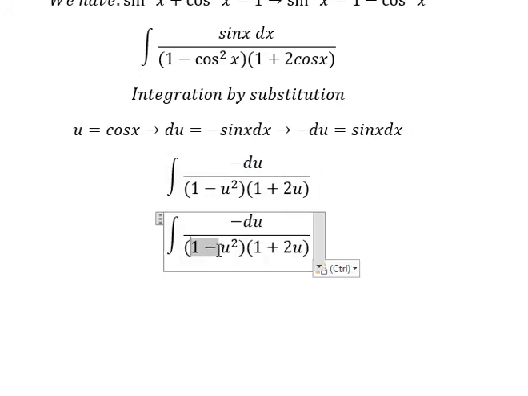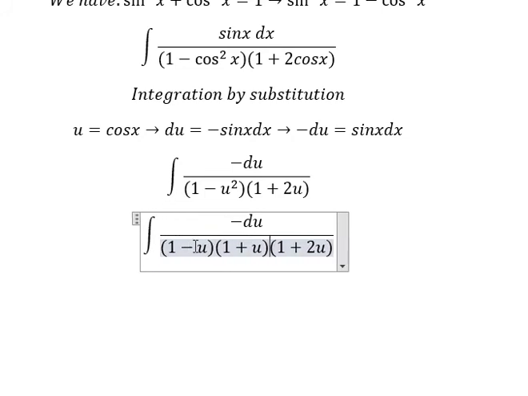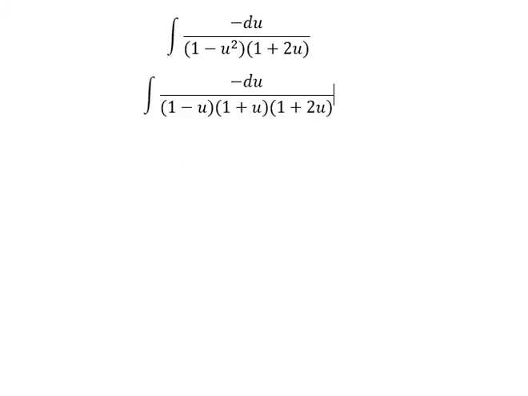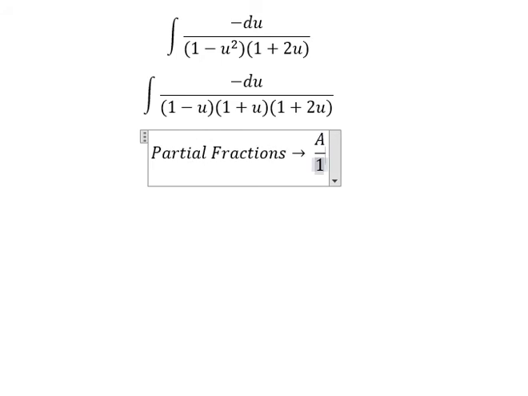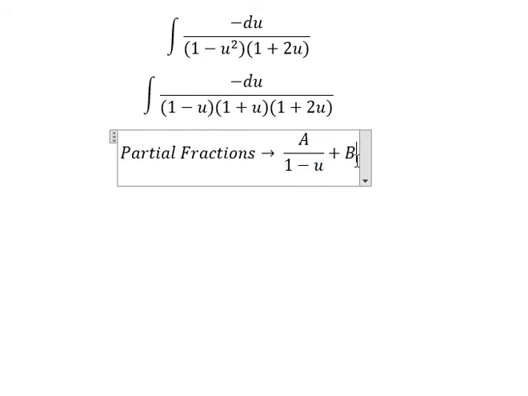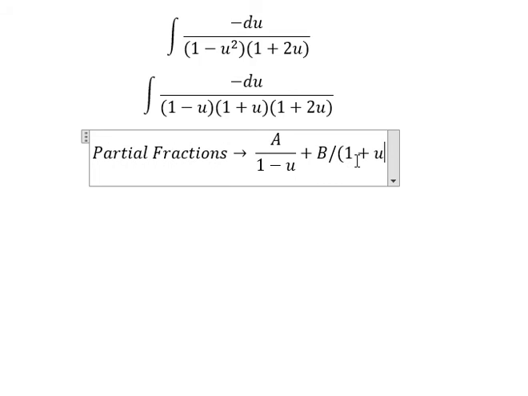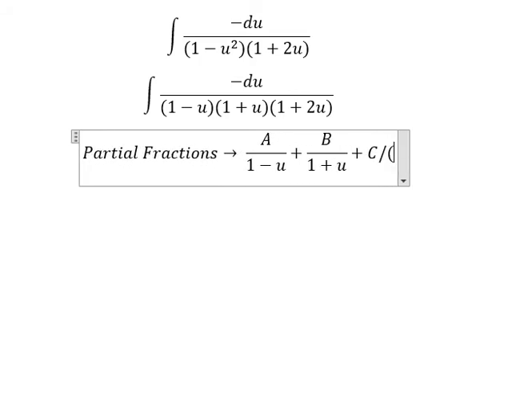This one is about identity, so we have 1 square in here. A square minus b square, we have a minus b multiplied by a plus b. So we have 1 minus u and 1 plus u. Next, we need to use about partial fractions. So I will put capital A over 1 minus u, capital B over 1 plus u, and capital C over 1 plus 2u.